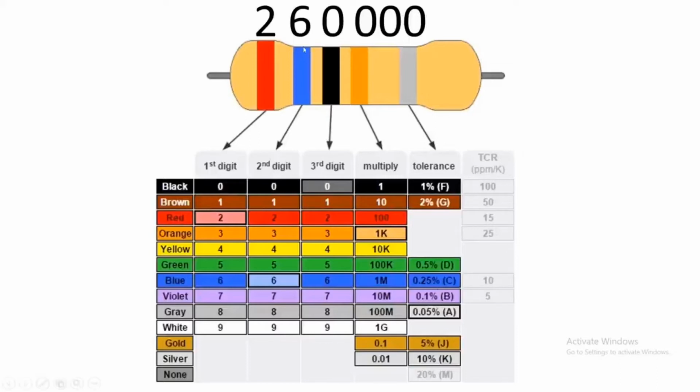So friends, see here, the value of this resistor is 260,000 ohm. If we convert this resistor into kilo ohm, we need to remove the last three 0s and replace with K. So it means the value of this resistor is 260 kilo ohm. So friend, like this, you are also able to find the other resistor values. I request all of you to please try different values of the resistor to find the value.